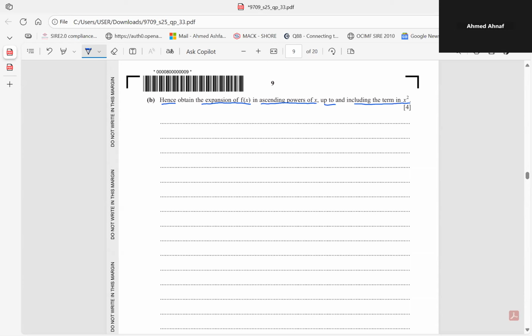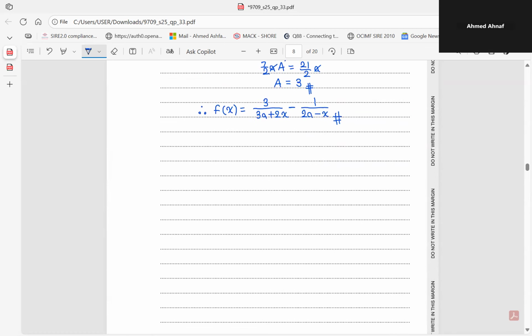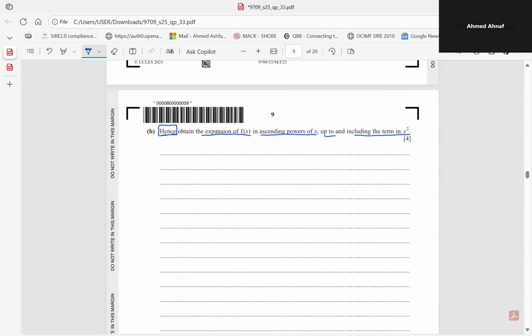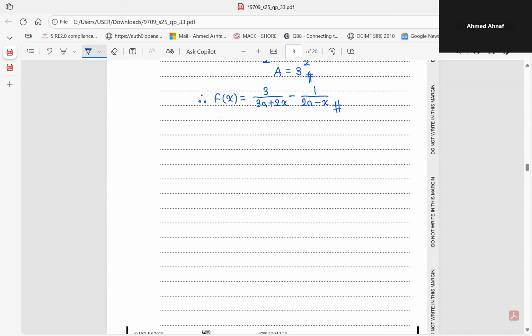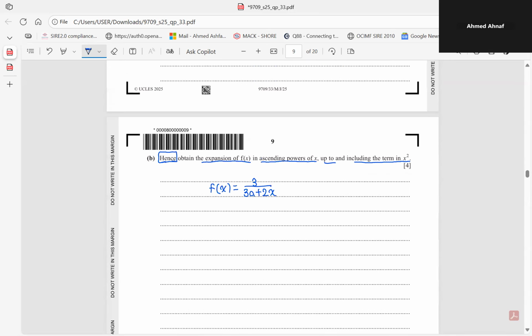Okay, so again, we can see the word hence, right? So that means we're going to have to use the answer from the previous part. So let's write down f(x) first to make this easier. So 3 over 3a plus 2x, minus 1 over 2a minus x.